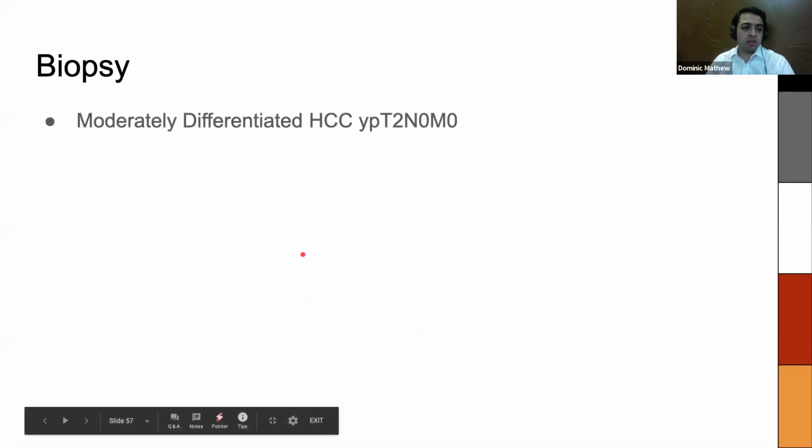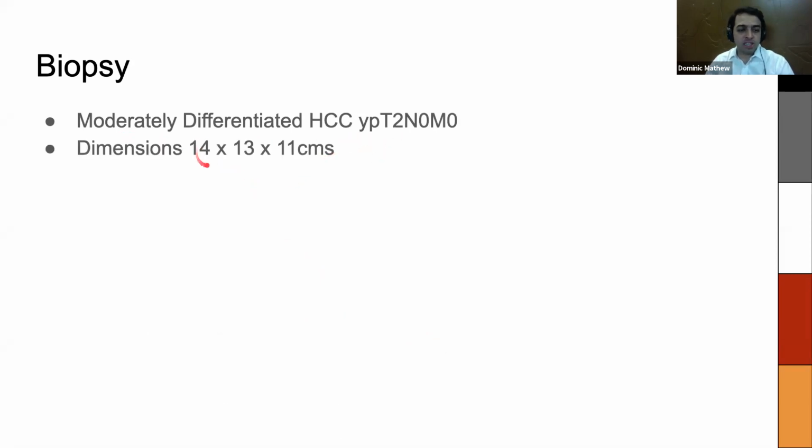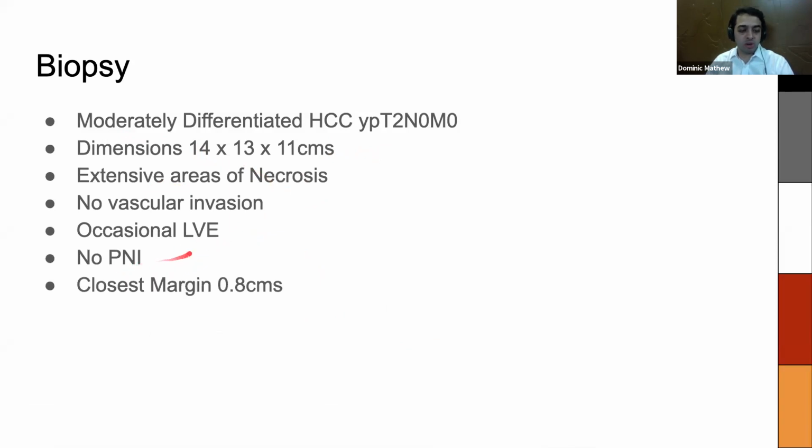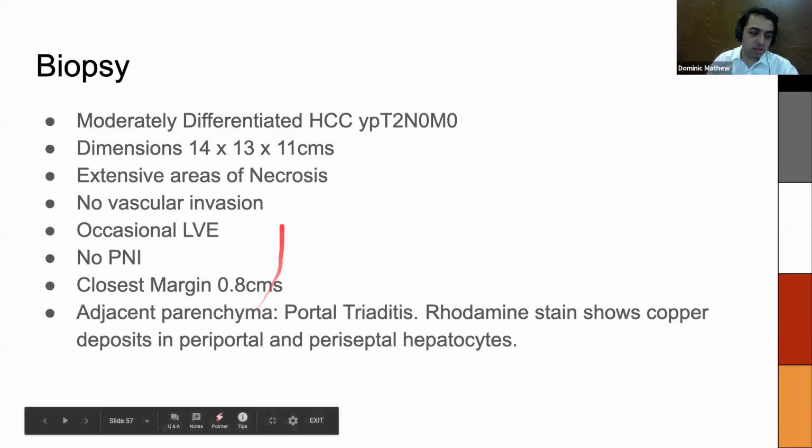The biopsy showed a moderately differentiated HCC, 14 centimeter in maximum dimension, with extensive areas of necrosis, no vascular invasion, occasional lymphovascular emboli, no perineural invasion. The closest margin was 0.8 centimeters. The adjacent parenchyma showed portal triaditis, and a rhodanine stain showed copper deposits in the periportal and the periseptal hepatocytes.